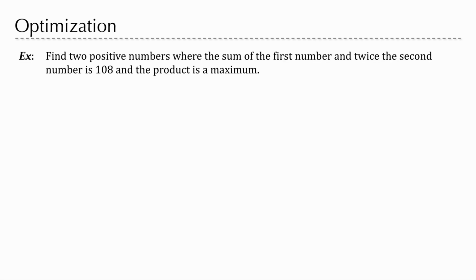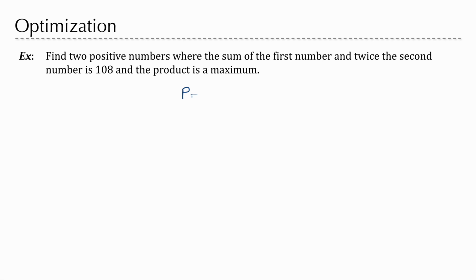For our first example, we have two positive numbers where the sum of the first number and twice the second number is 108, and we want to find the maximum product of these two numbers. So to begin, normally I would say we'll draw a picture. This doesn't really lend itself to that, but I can start right away and say, what is the main thing I'm trying to solve? Well, I'm trying to find a maximum product.